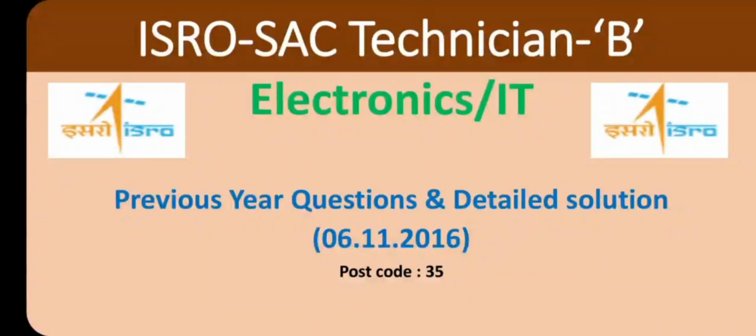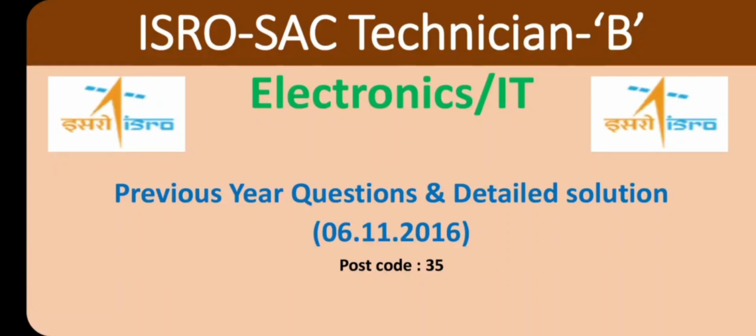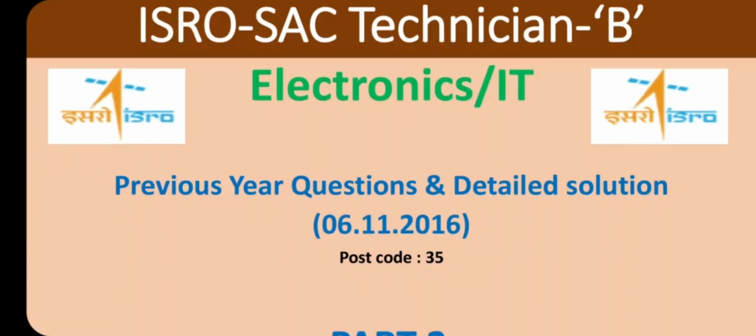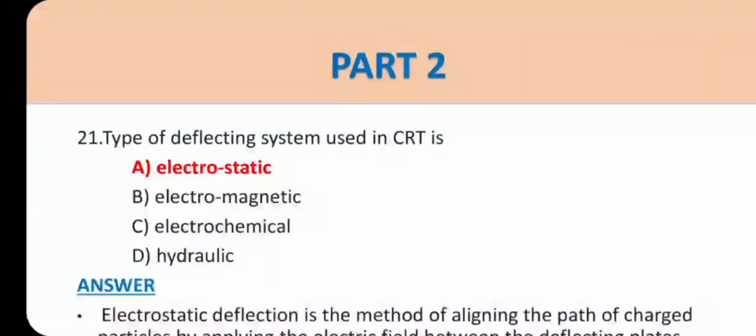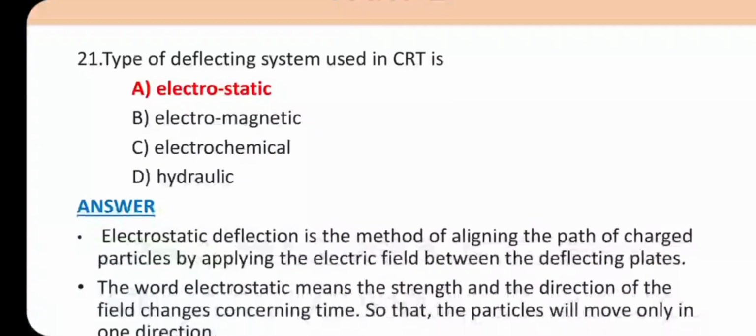This is the second part of previous year questions and detailed solution of exam conducted on 6 November 2016 of ISRO Space Application Center Technician B Electronics, post code 35. Up to question number 20 we discussed in the last video. So consider question number 21.